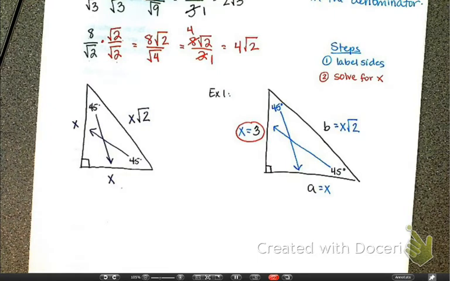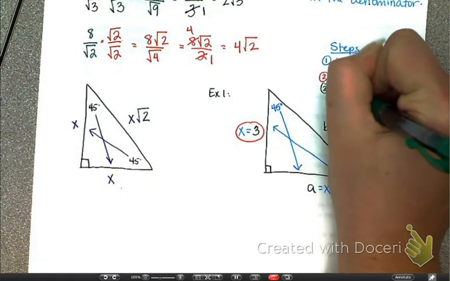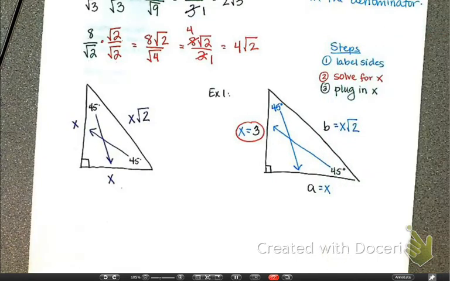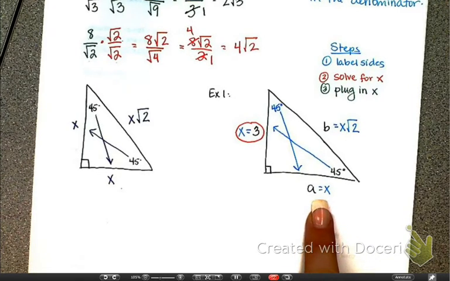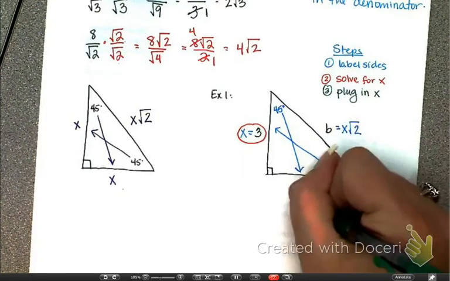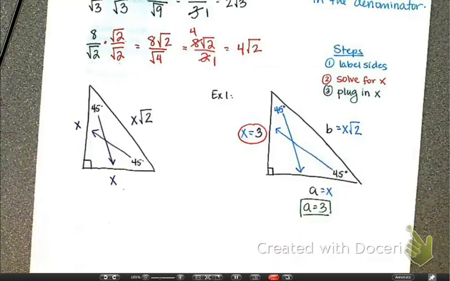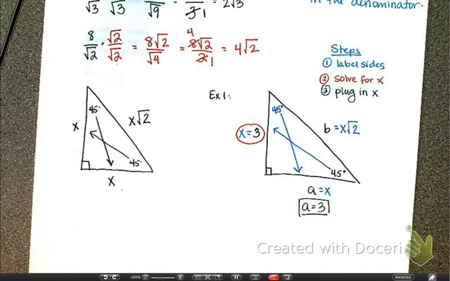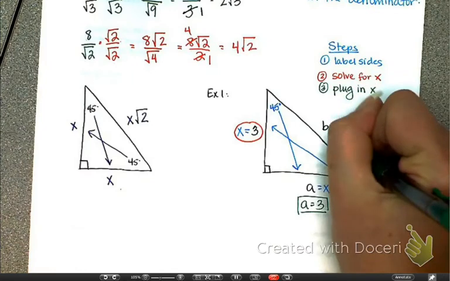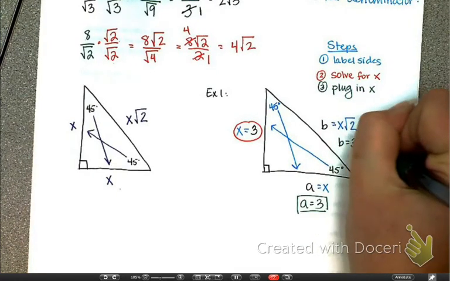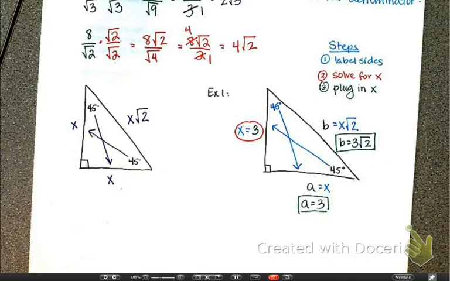Still with me? Great. Step 3 is to plug in x. So everywhere else we see an x, we're going to plug in 3 in this case. So what is a going to equal? 3. What is b going to equal? 3 square root of 2. I just solved for a and b without using trig.